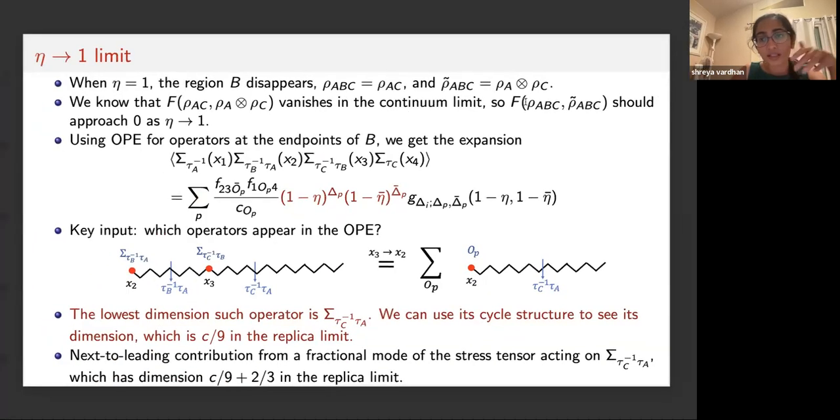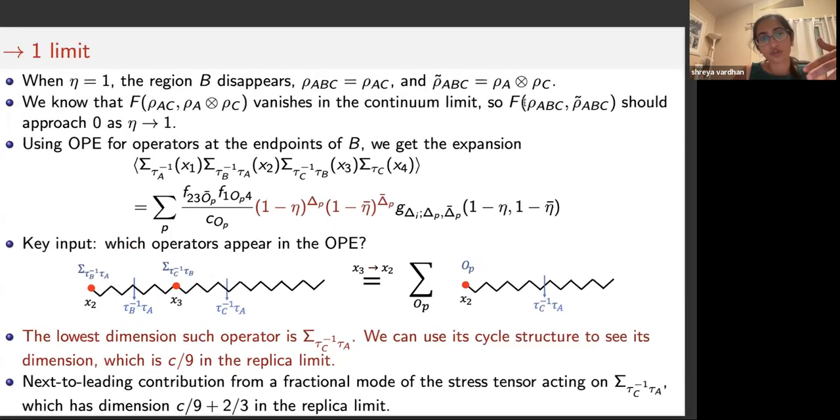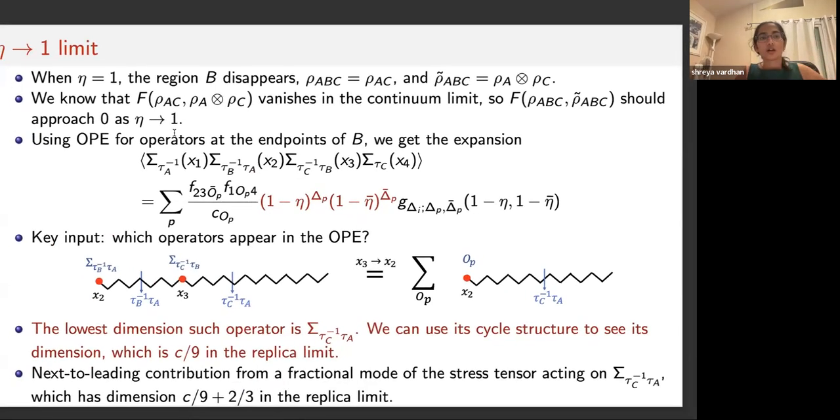So we expect that in this limit, the fidelity should approach 0. Okay, so now what we want to find is the way in which it approaches 0 in this limit. Because B is vanishing in this limit, x2 is becoming very close to x3.